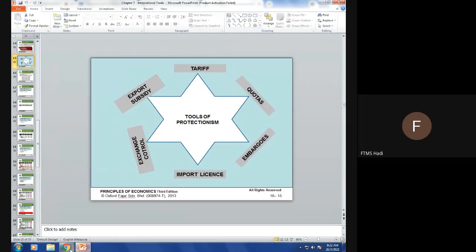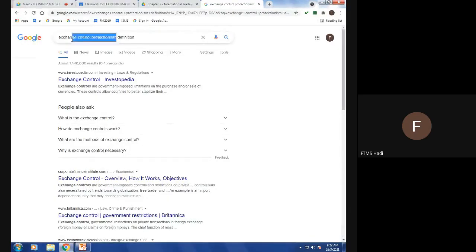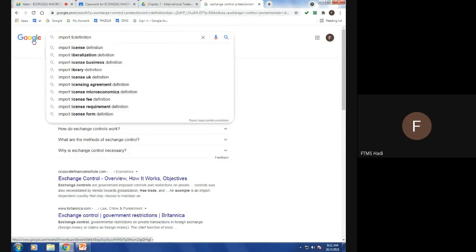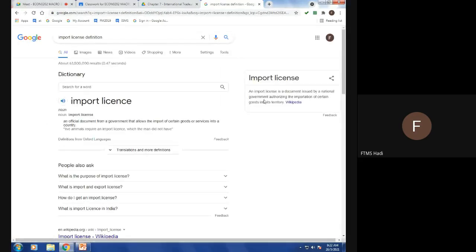Okay, next, import license. Some countries need to apply for an import license, which is a document issued by a national government authorizing the importation of certain goods into its territory. For example, Malaysia has the license to import oil from the Middle East, petroleum. Some countries don't have an import license. Okay, Malaysia also has a license for importing gold from Africa sometimes. So import license means the license is given by the exporter for certain countries, allowing them to purchase the product or services from the exporter.